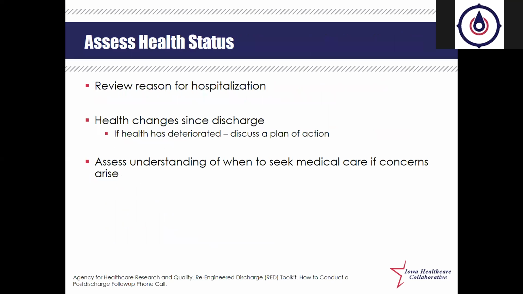So assessing their health status, we want to review the reason for their hospitalization so that we know why they came in. What changes have they had since discharge? Has their health deteriorated? Are they struggling with anything? And then discussing a plan of action for that patient if there is some sort of issue that has come up. Assess the understanding of when to seek medical care if concerns do arise. So going through each of those steps with the patient to make sure that they understand why they went to the hospital, how they're doing at home, and what to do if something does come up.